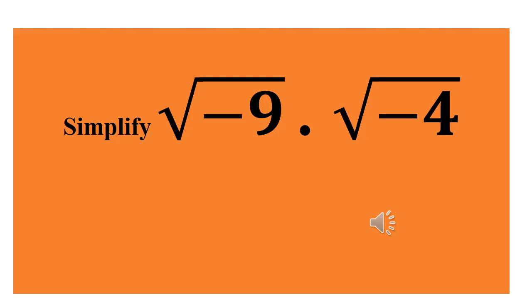Today we are considering this question: simplify minus square root of minus 9 multiplied by square root of minus 4.